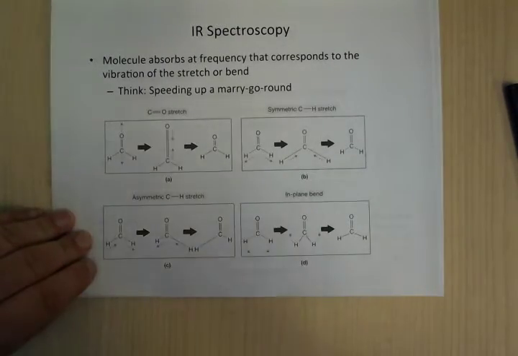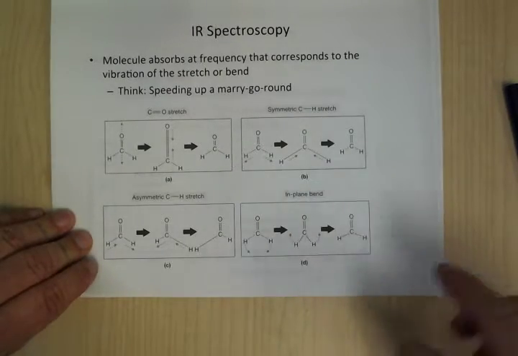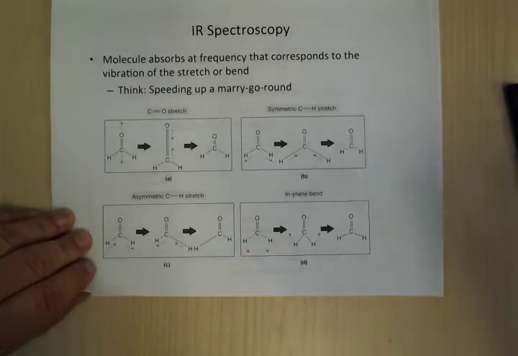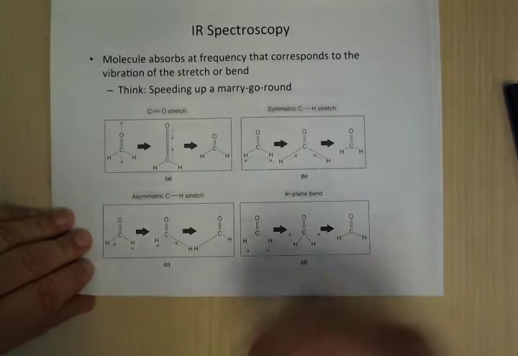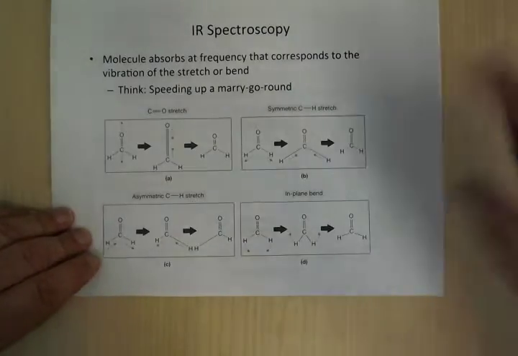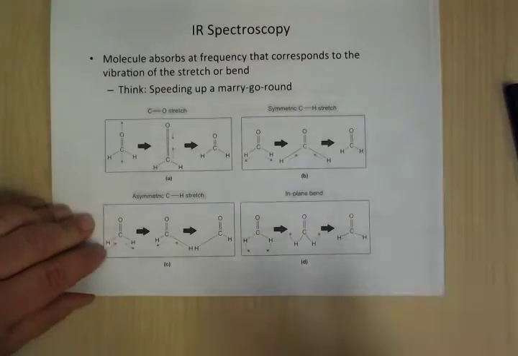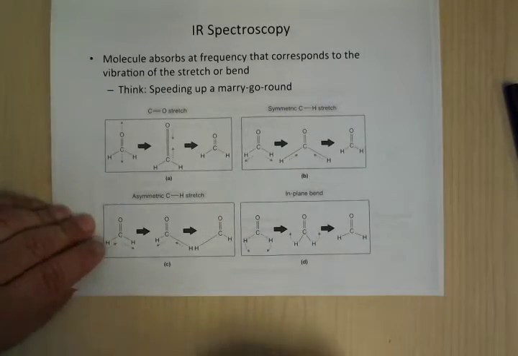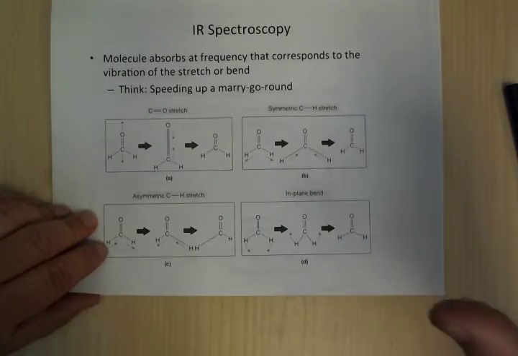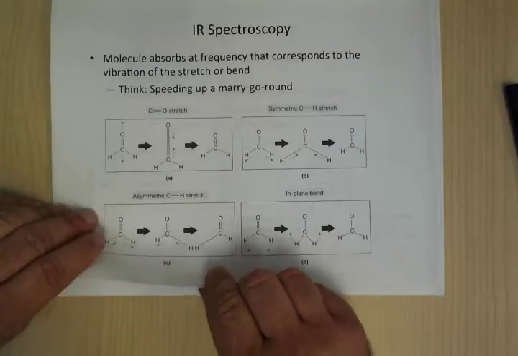The best way I can think about this is a merry-go-round. If you just randomly hit that merry-go-round, it's not going to speed up. But if you time your push correctly, to correspond to the speed of the merry-go-round, you can make it go faster and faster and faster. You can't just hit it randomly; you have to hit it with that speed. Same thing here: the photon has to hit at the right frequency of this wiggle in order for you to be able to absorb.